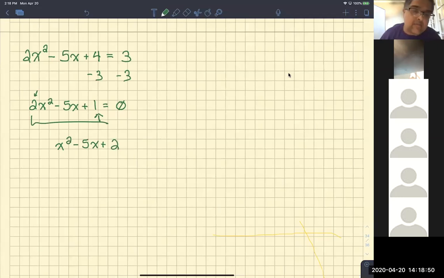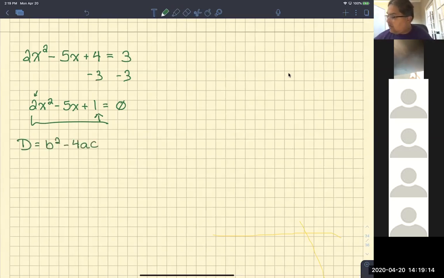But there's a problem. I can't factor this, okay? Because there's no two numbers that multiply to give me 2, but combine or add to give me -5. So since I can't factor this, I have to use the quadratic formula. So the first thing I'm going to do is calculate the discriminant.